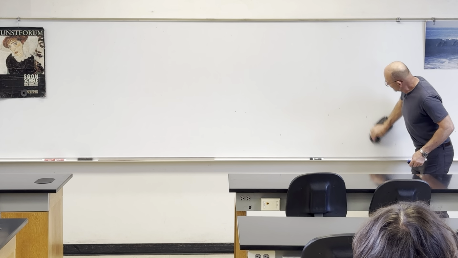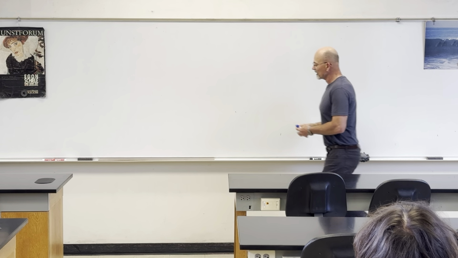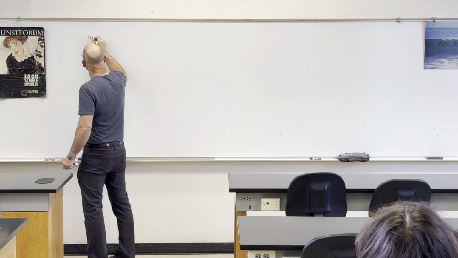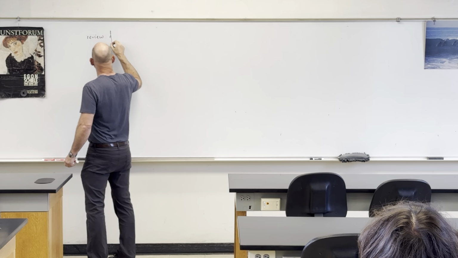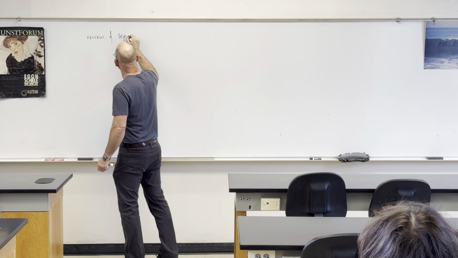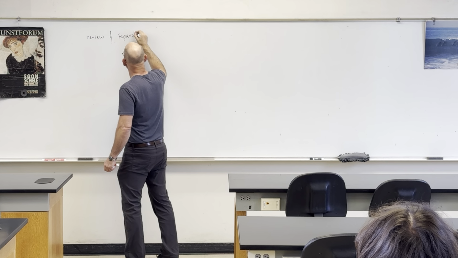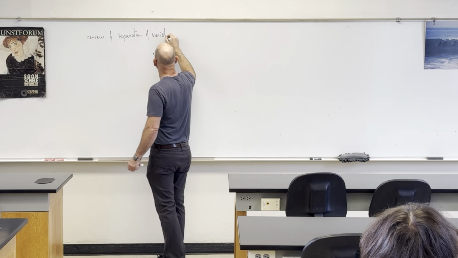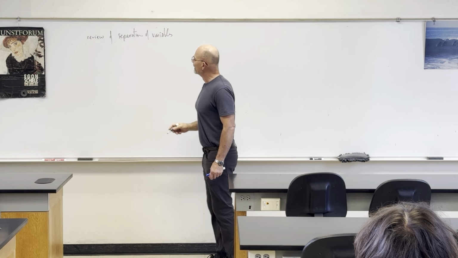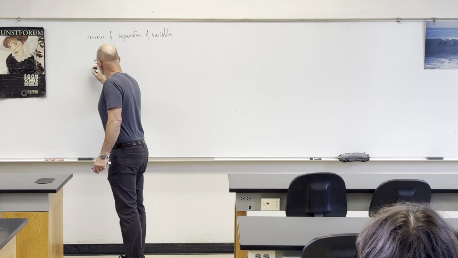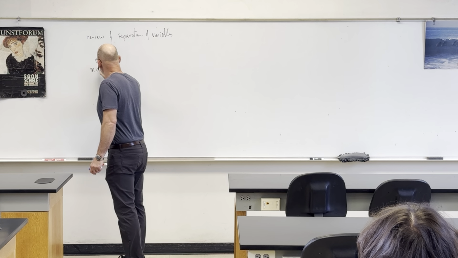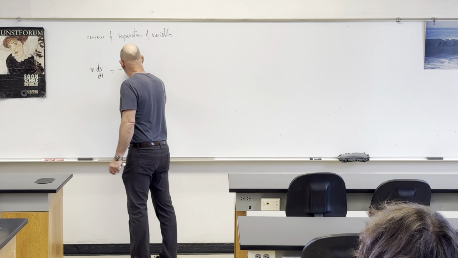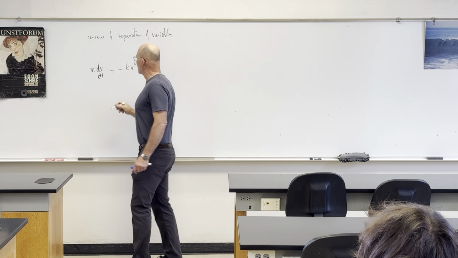So what we'll do is we'll call this little review section, review of separation of variables. Okay. And the example was m dv dt equals minus k v to the 1/2 power.